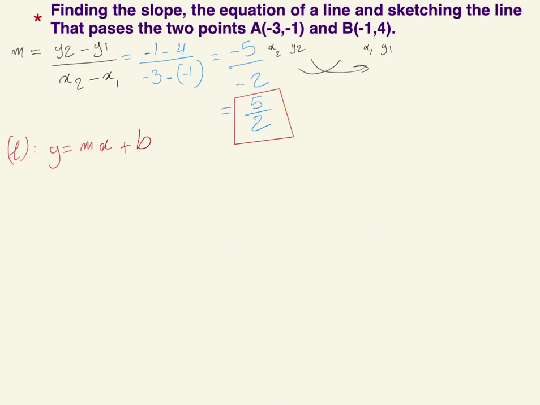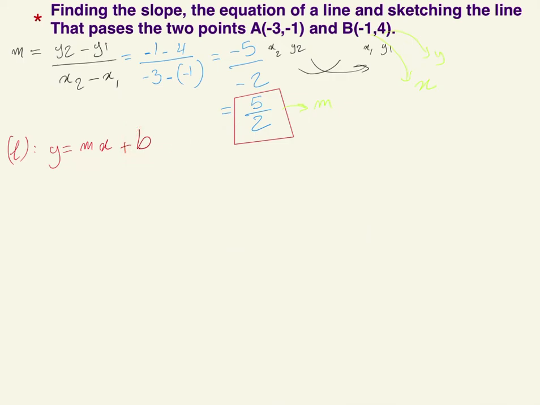We have m, this is m. Based on this point B, we have y and we have x. The only thing we have to look for is the b that we don't have. So let's solve for b.